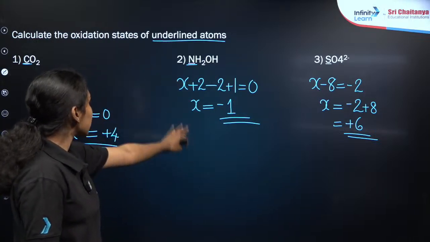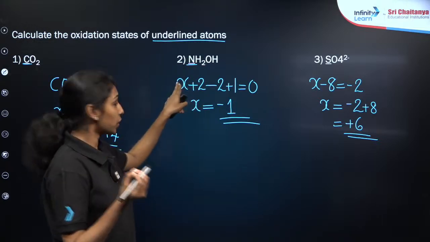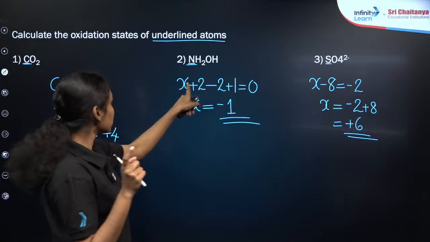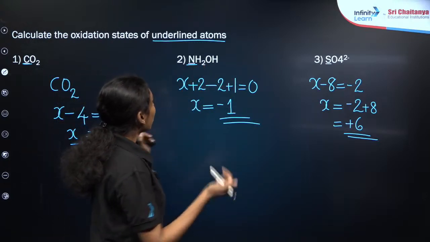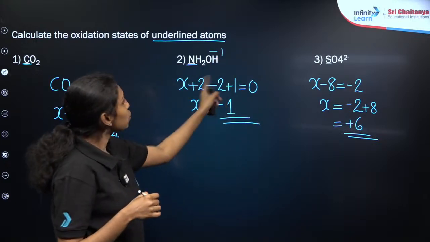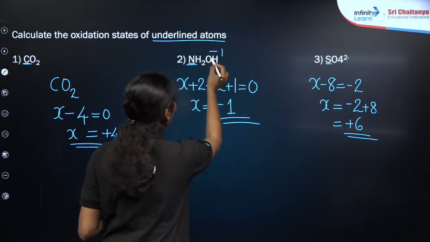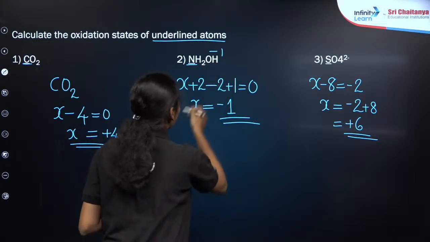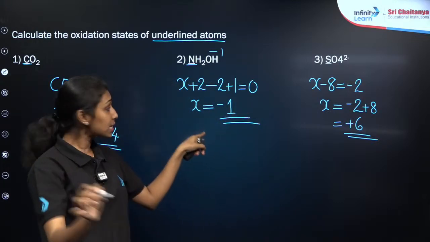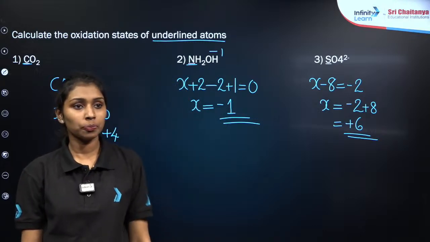Okay, let's take the second question. Here, the underlined atom is nitrogen, right? So you have to find out the oxidation number of nitrogen here. So x plus 2, which means 2 hydrogen atoms having the oxidation state of 1 each, 2 into 1, 2 plus, then either you can take it as a whole minus charge, otherwise you can take it as minus 2 plus 1. Both are the same, right? So I am taking simply here oxygen is minus 2 plus 1 hydrogen, that is plus 1. While calculating this, you get x plus 1 is equal to 0, or x is equal to minus 1, which means the oxidation number of the nitrogen atom in this particular compound is minus 1. Clear?